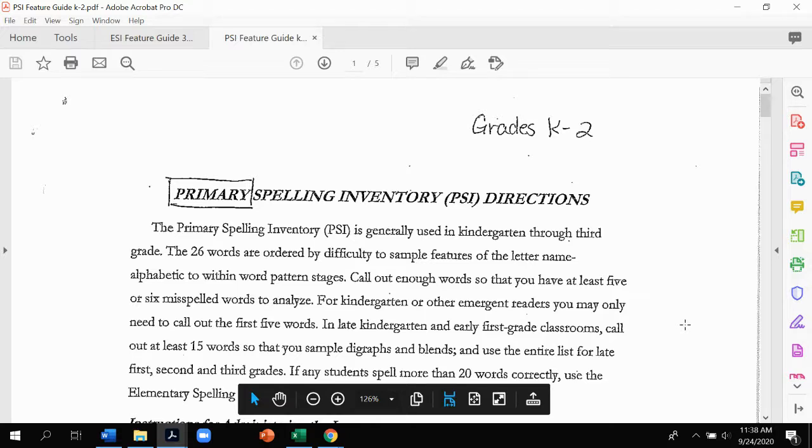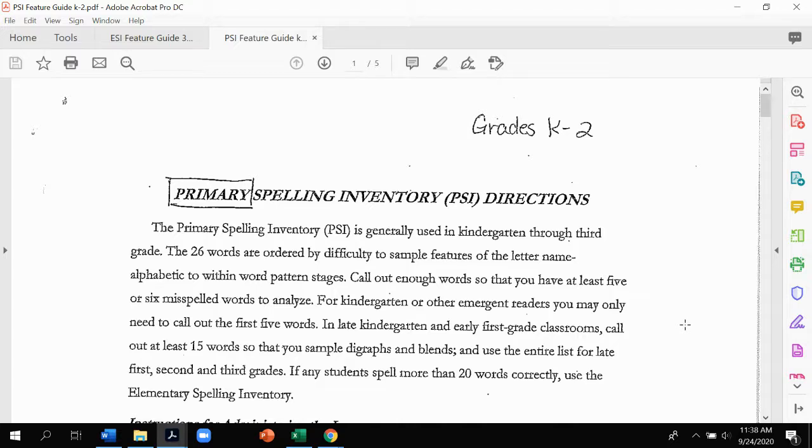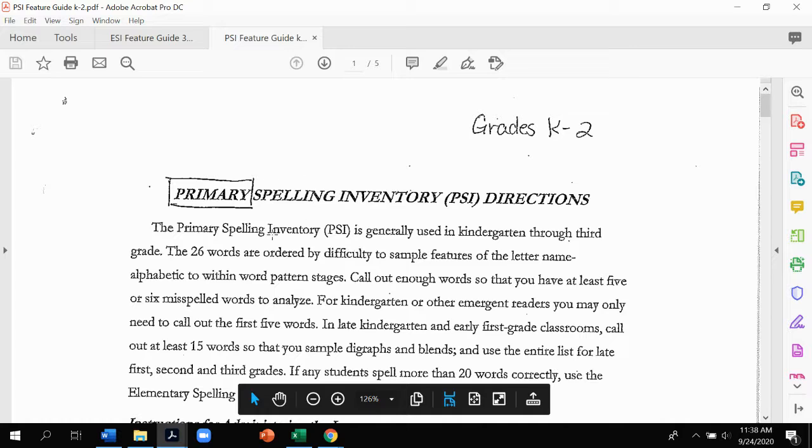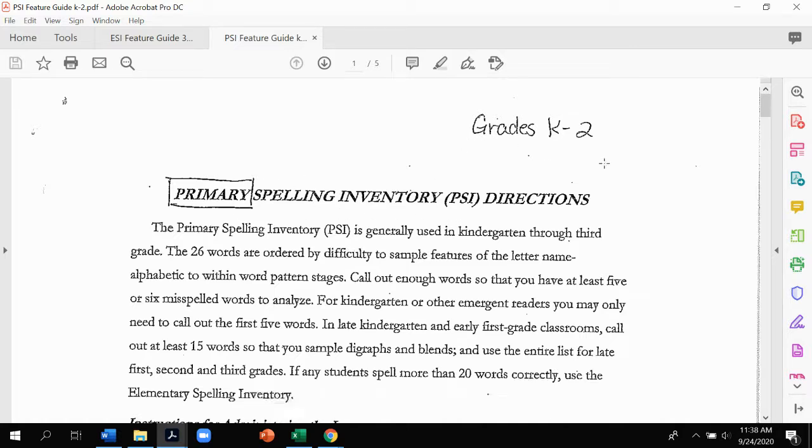The first to note is that there are different spelling words for specific grade levels. Right now on my screen, you see the primary spelling inventory directions. These are specifically for grades K through 2 in our case. So if you're going to be in a K through 2 class at Bowie, and you have a case study student who you're going to be working with, this is the spelling inventory that you would choose.